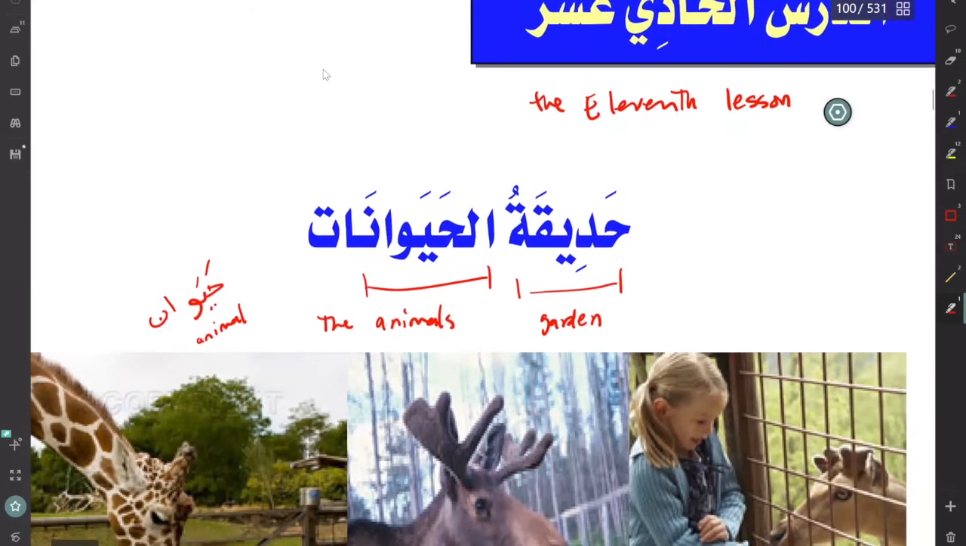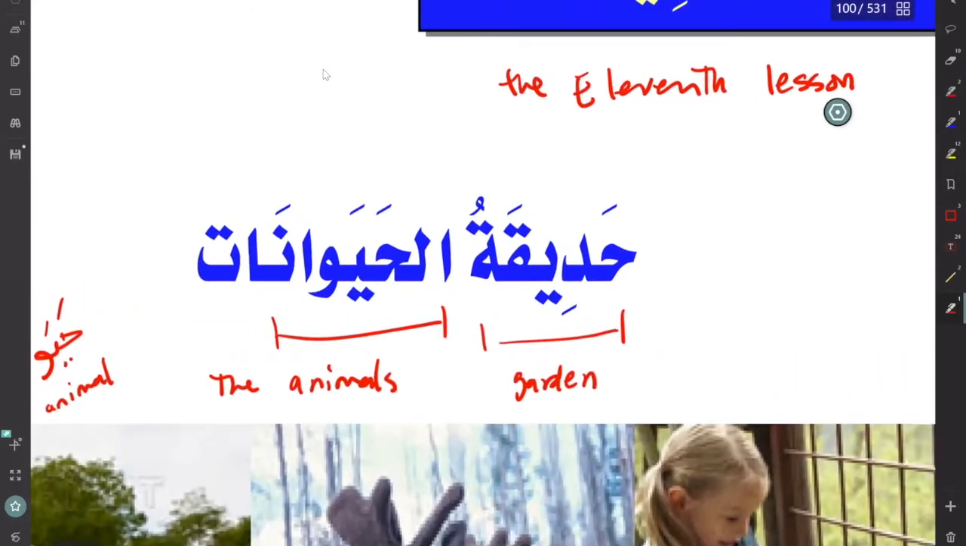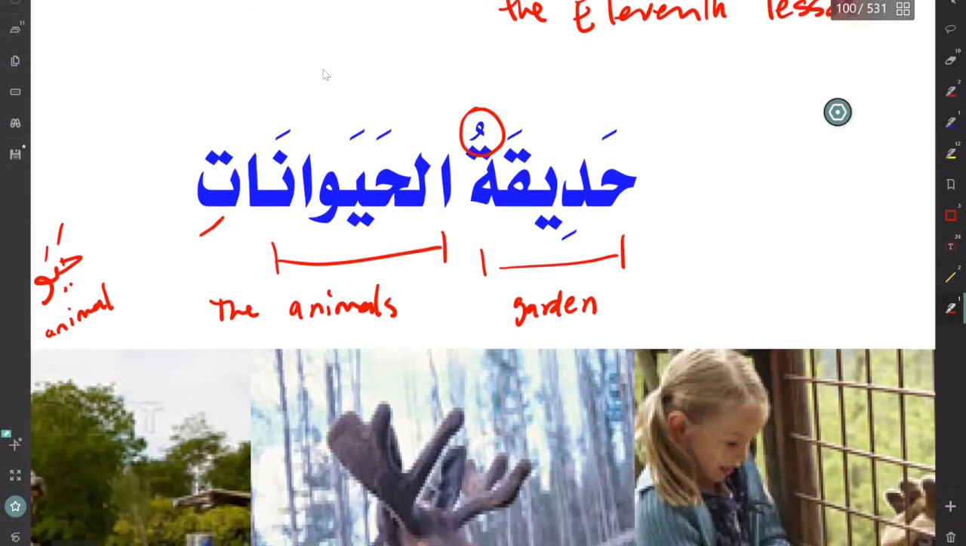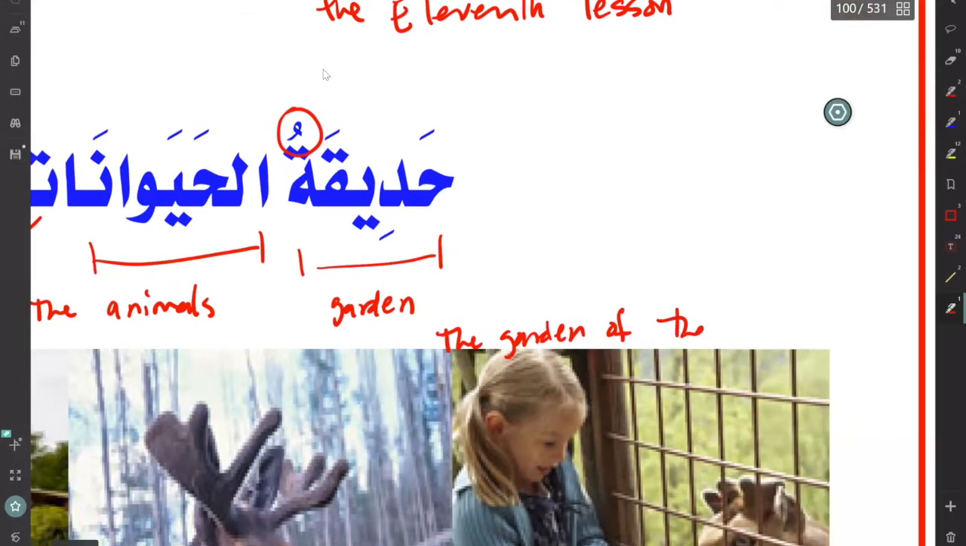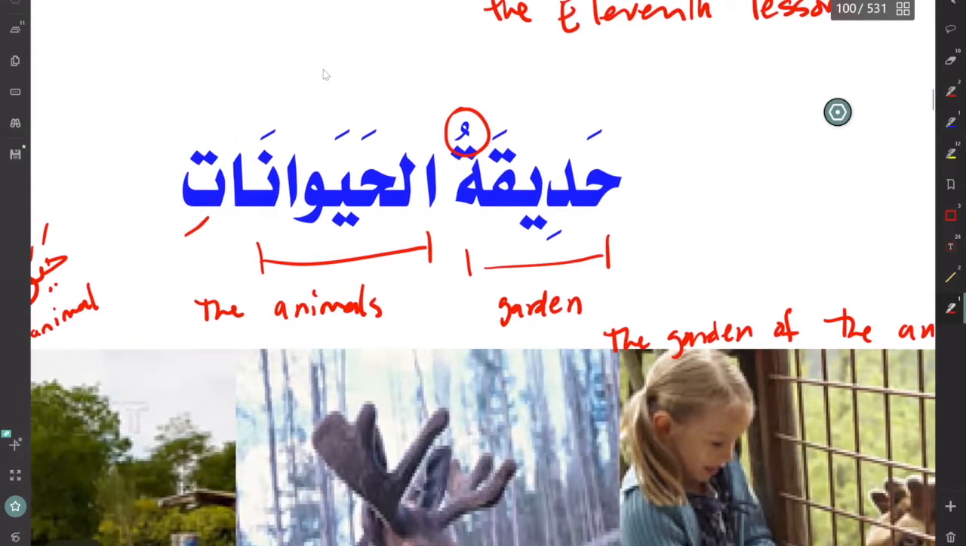And if you recall the last chapter, we talked a lot about this kind of construction, right? Where the first word should have been hadiqatun. So we have hadiqatu al-hayawanat. It is one of those idafa constructions. You can translate it as the garden of the animals.